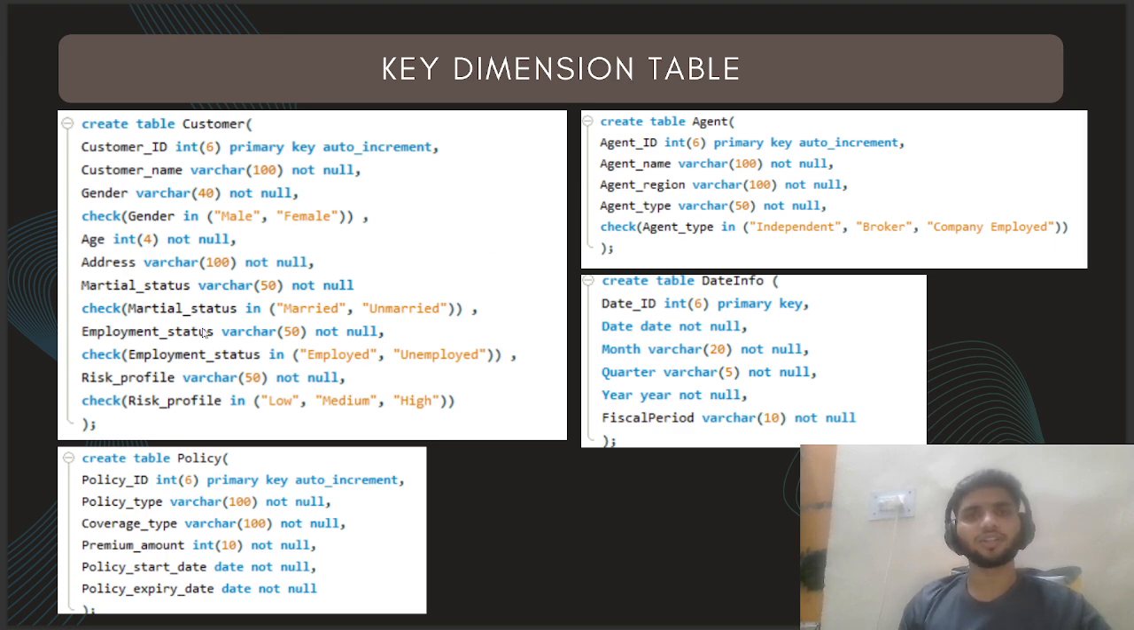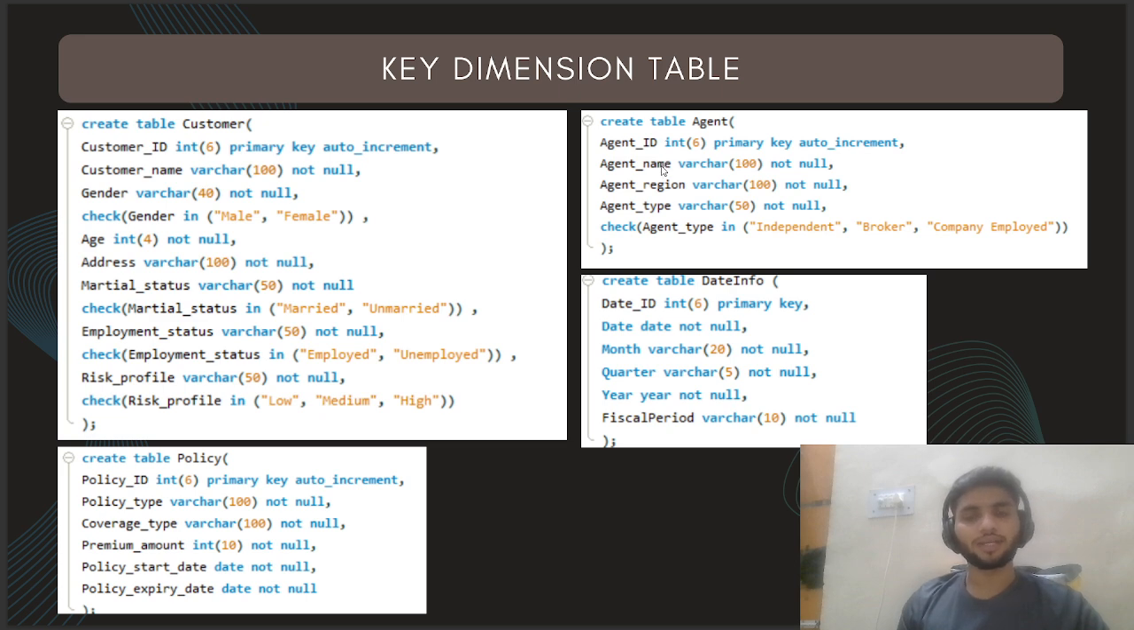There are key dimension tables like the customer table, agent table, date info, and policy. In the customer table: customer ID, customer name, gender, age, address, marital status, which should be married or unmarried, and employment status, which should not be null, whether he is doing only one job or two jobs. And risk profile: it should be low, medium, or high. It should be only three possible values to check a risk profile.